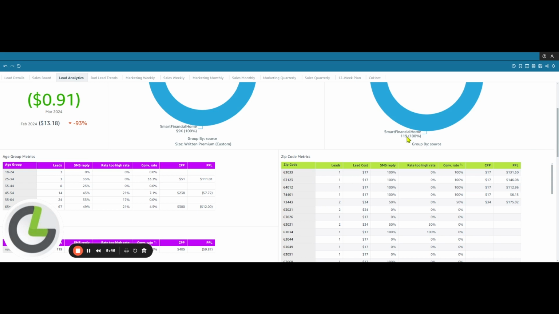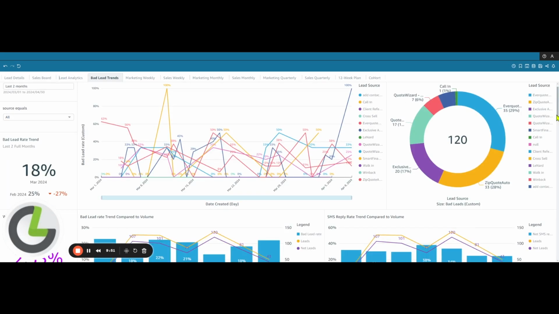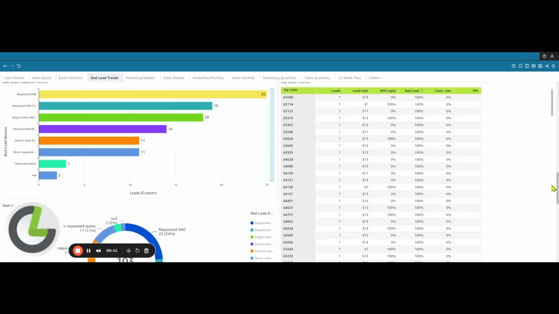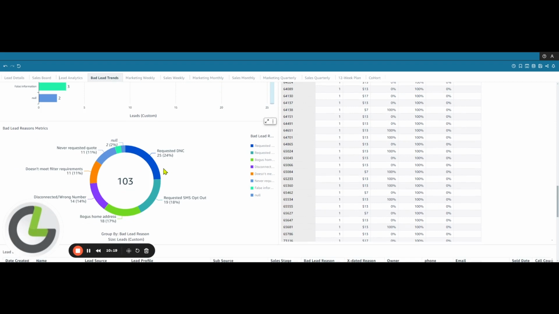So next, we want to check out bad lead trends. As you give feedback on what leads are bad, meaning a bad lead where you can never contact this person again. People that have said they're not interested right now, those are leads that should be X dated that we may be able to close down the road. But this is something that we want to track, and more importantly, I want to track my bad lead reasons. And we could see that most of them requested DNC. We could see it here in our pie chart as well.